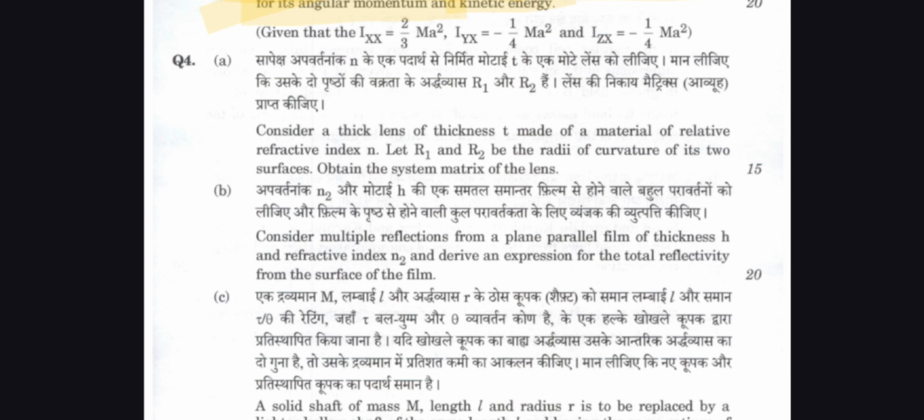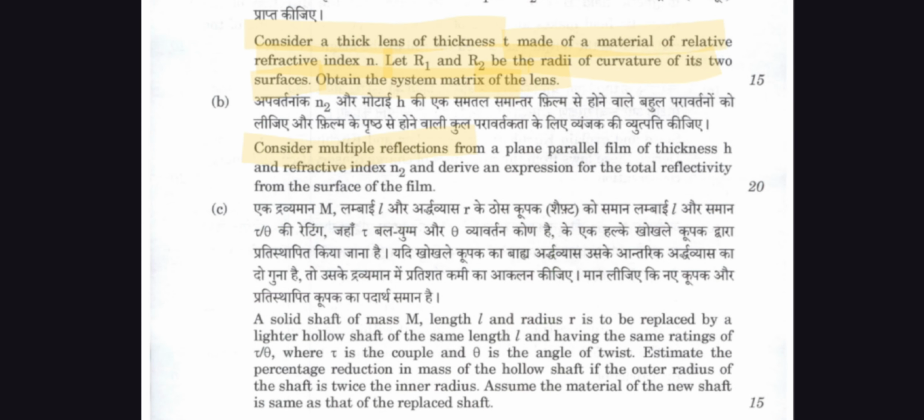Question number 4. Consider a thick lens made of a material of refractive index n. Let R1 and R2 be the radii of curvature of its two surfaces. Obtain the system matrix of the lens. Question number B. Consider multiple reflection from a plane parallel film of thickness h and refractive index n2. Derive an expression for the total reflectivity from the surface of the film.